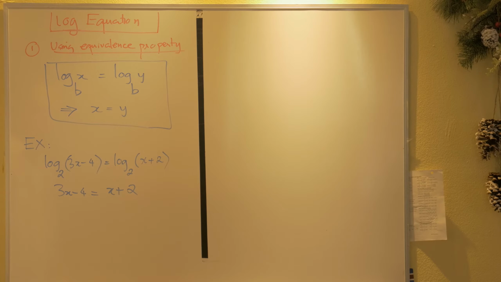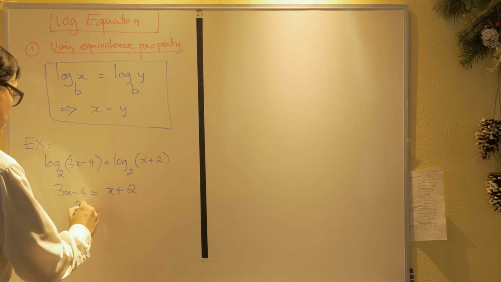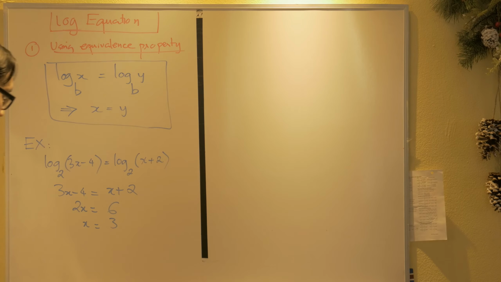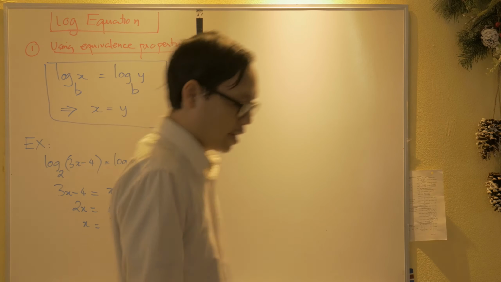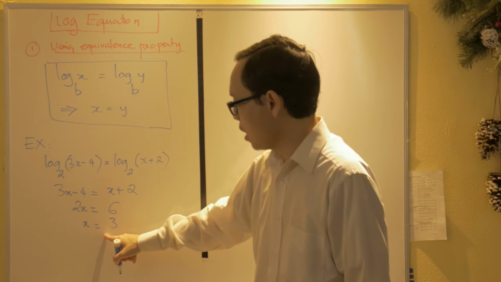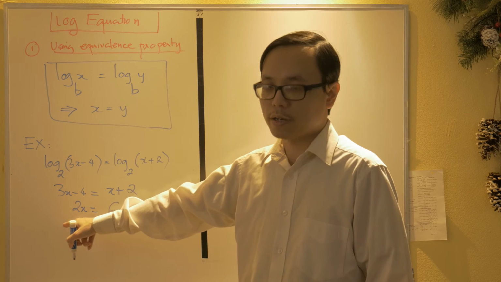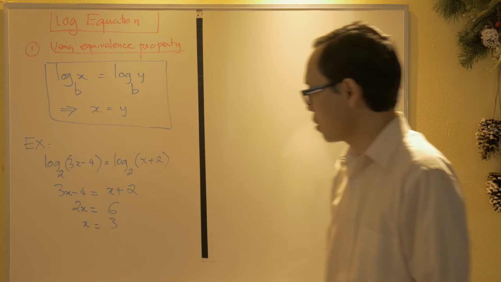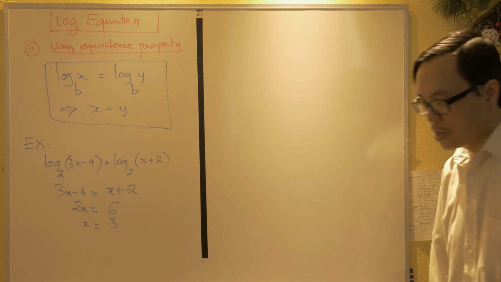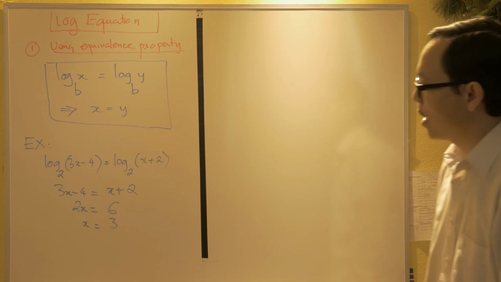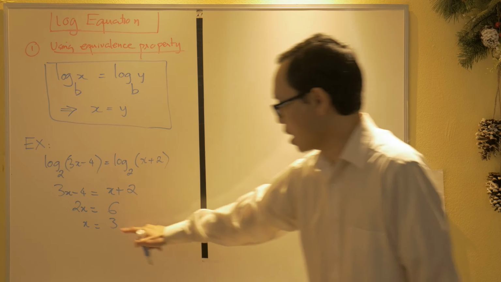Okay, 3x minus 4 equals x plus 2. Then you see that it becomes a very simple equation. Then you subtract x from both sides. Then x equals 3. I don't need to explain how to get the answer anymore, because this is a very basic linear equation. You already learned it in intermediate algebra, so I'm not going to explain how to do it. You just isolate all the x terms and move all the terms without x to the right hand side, then you get the answer here.